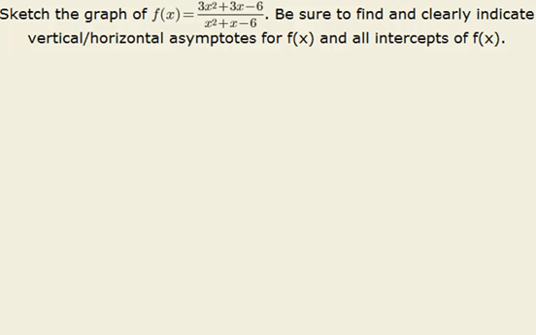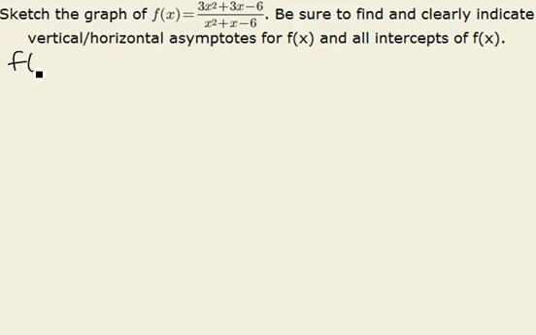Sketch the graph of f of x equals 3x squared plus 3x minus 6 over x squared plus x minus 6. Be sure to find and clearly indicate vertical and horizontal asymptotes for f of x and all intercepts of f of x. So first, it might be beneficial for us to factor this equation just so we can see where our asymptotes are going to be.